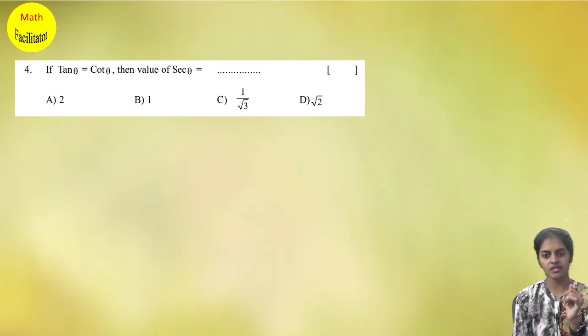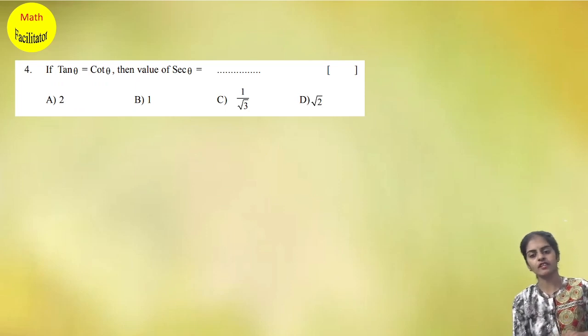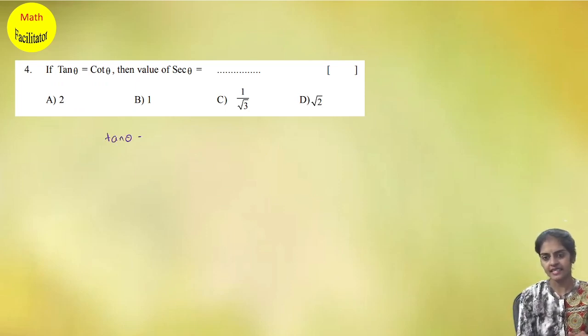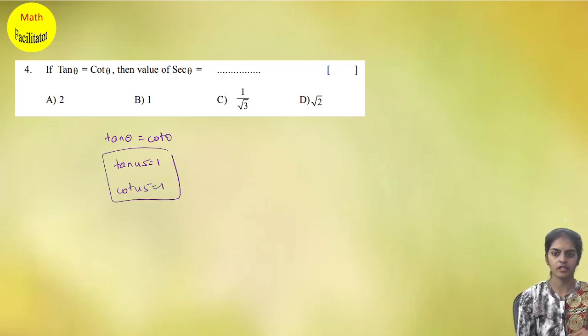Now here in this question, if tan theta equals cot theta, then find the value of secant theta. Tan theta is equal to cot theta. For which value are tan and cot equal? You know tan 45 is 1, and cot 45 is also 1. So for the angle 45, they are equal. So the angle should definitely be 45, isn't it?